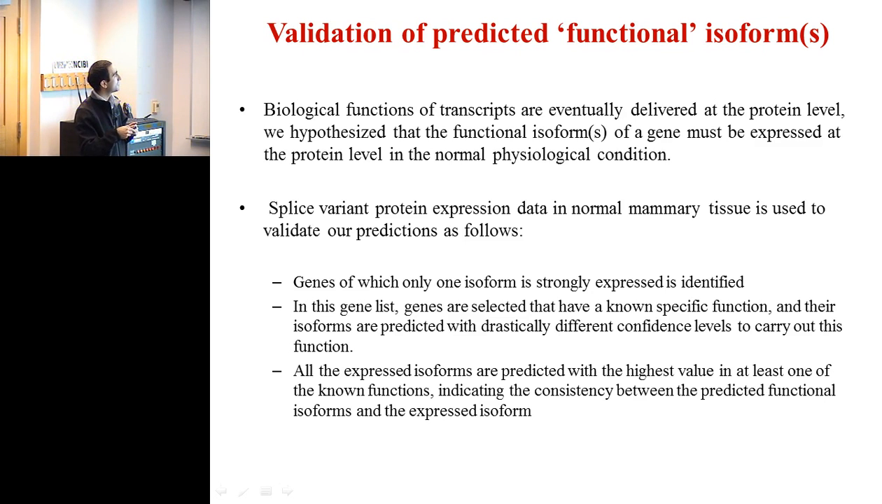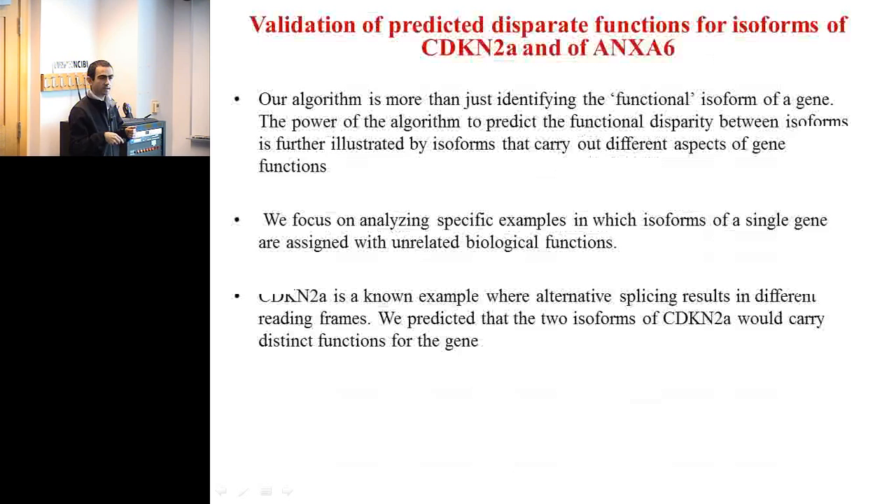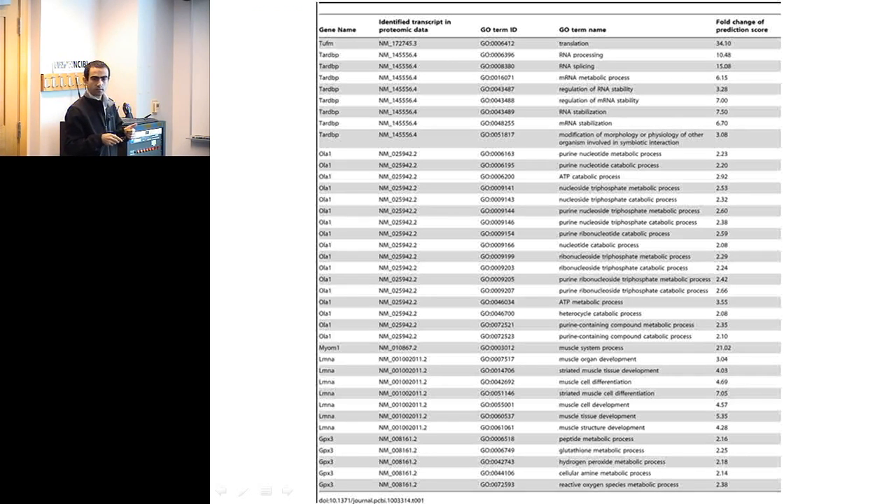Here we have 6 genes and several GO terms. In almost all of them, the isoform predicted by our algorithm is the one that is found in the proteomic sample. So that was another line of validation for us.